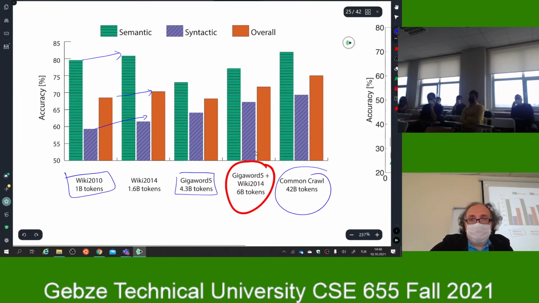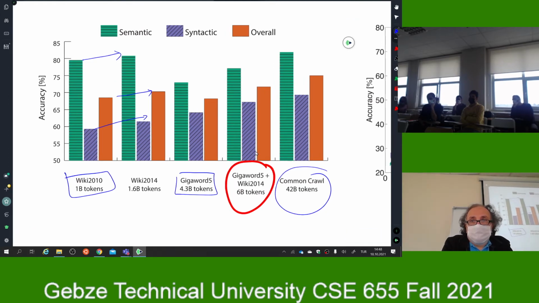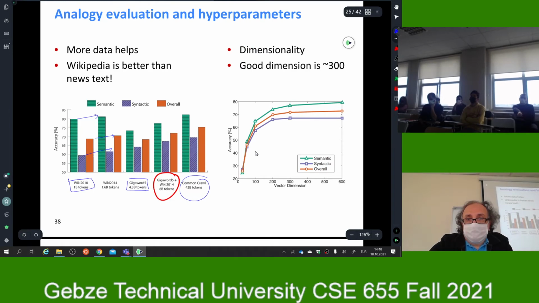And if you go to an even larger level, Common Crawl, the numbers are getting a little bit better compared to Wikipedia of 2010, but not that much. More data doesn't always mean better accuracy. If there is noise in your data, then that will cause problems with the GloVe. I think these are GloVe results. That's still 42 billion tokens, so it's so big, but you don't see that much difference.